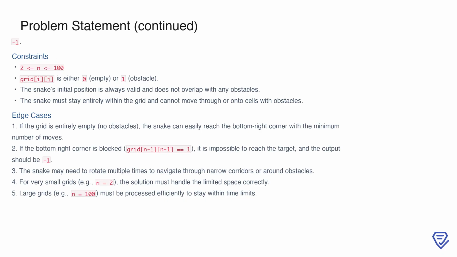Edge cases to consider include grids with no obstacles, where the solution is straightforward, and grids where the bottom right corner is blocked, making the goal unattainable. Additionally, the snake may need to rotate multiple times to navigate tight spaces or obstacles, and the solution must account for both small and large grids efficiently. Handling these scenarios correctly is essential to solving the problem within the given constraints.